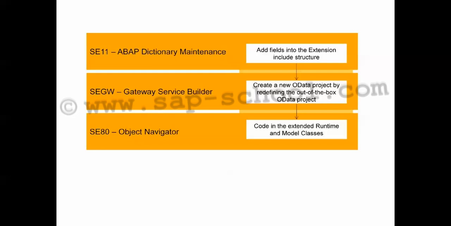So in this we can see that in SC11 we add the fields into the extension include structure. In SCGW we create a new OData project by redefining the out of the box OData project. In SC80, this is the object navigator, in which the code in the extended runtime and the model class needs to be written.